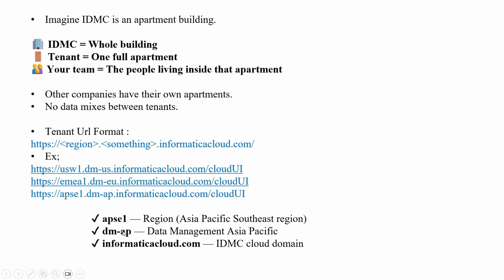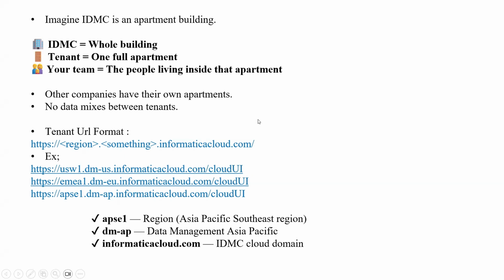Now this DM-AP, in this case, like the last example, the region is Asia Pacific Southeast region, right? So DM-AP means data management Asia Pacific. Suppose if the URL is like EMEA, or like if it is USW, then it will be DM-US. Instead of AP, it will be DM-US. Then InformaticaCloud.com means IDMC Cloud Domain.